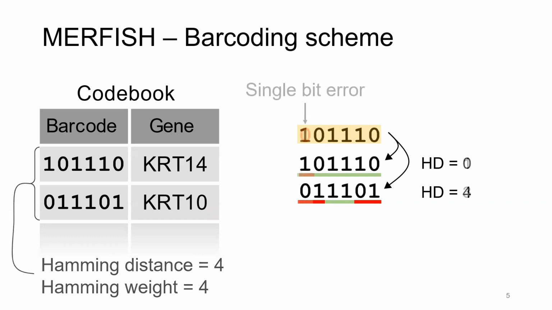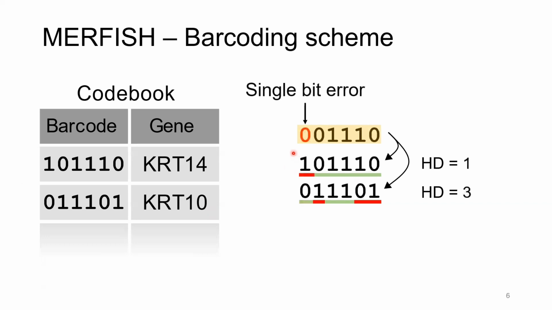And this can be seen here, where we have a single bit error. This could be, for example, a mislabeling or something went wrong during the experiment. And now we have an unmatched position here, but we can still say that this experimentally obtained barcode up here is relating closest to keratin 14, so it must be that. So it's a very clever way of reducing the error in this sequential labeling.